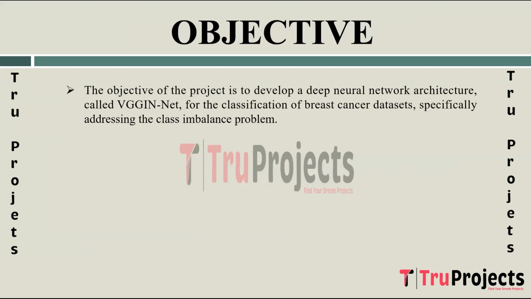Objective. The primary goal of this project is to design a deep neural network architecture specifically tailored for classifying breast cancer dataset. An emphasis is placed on addressing the class imbalance problem, where certain classes within the dataset have significantly fewer samples than others, potentially leading to biased model predictions.